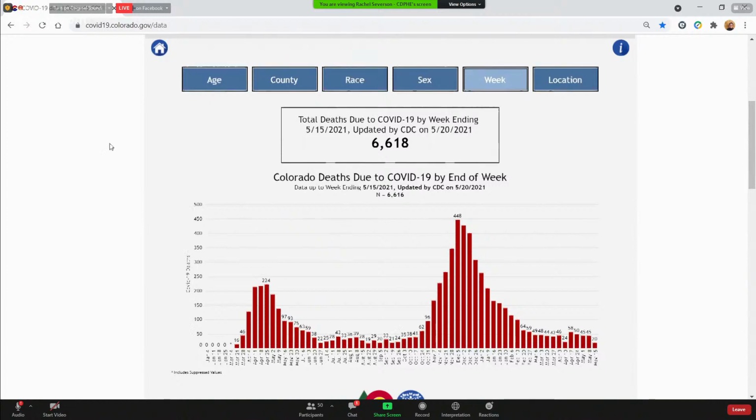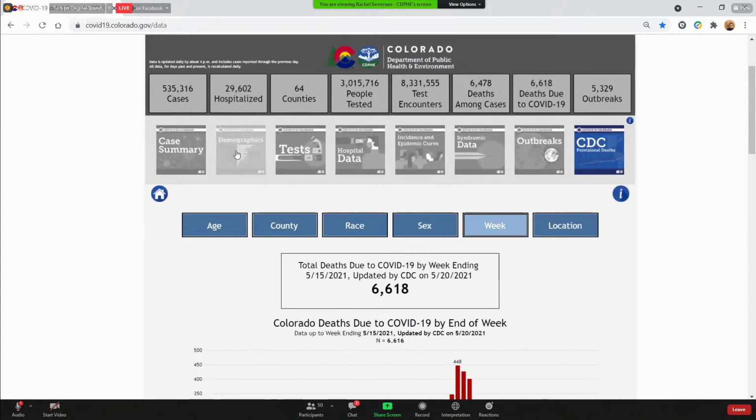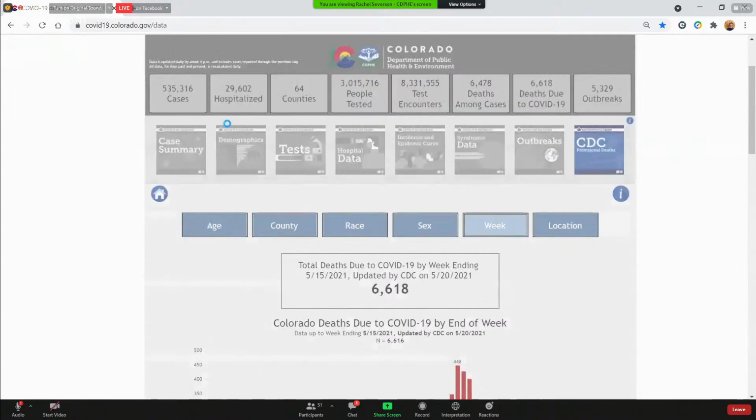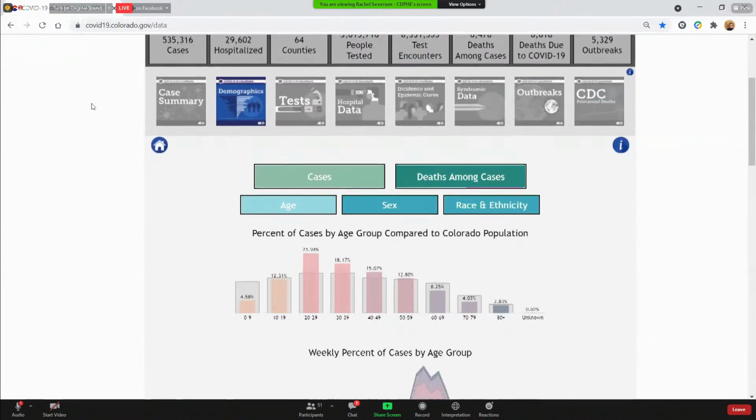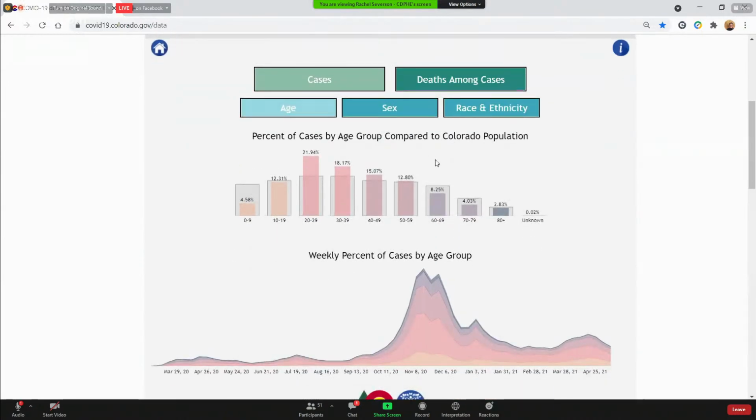So next, I will go back over to the demographics page on our infection dashboard. So for both cases and deaths among cases, we can see cumulative distribution of which age categories those cases fell into, and also see that for sex breakouts and race and ethnicity categories. And you can also see a weekly percent of cases that fell into each of those age groups over time. So if you were to click around to these other buttons, you could see the same thing for other demographic variables and for deaths among cases.